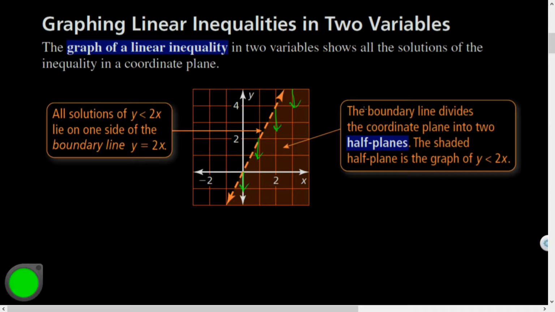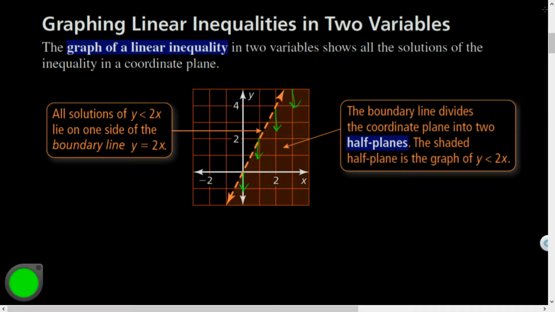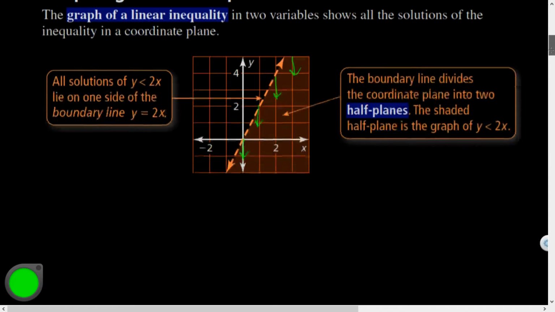This divides the coordinate plane into two half planes. So half of the numbers on the coordinate plane are solutions and the other half are not. The shaded half plane is the graph of y less than 2x. That's what these are going to look like when we graph them. There are going to be dashed lines or solid lines, just like we used to have open circle or closed circle. Same idea.